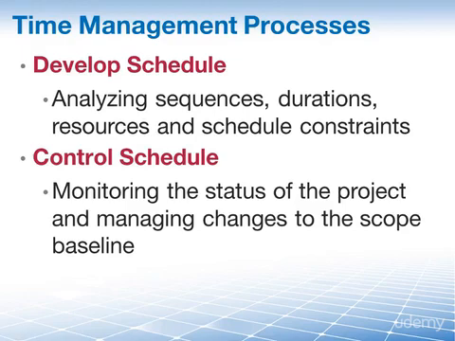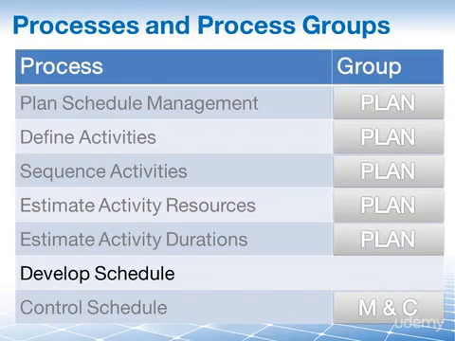This is the process of monitoring the status of project activities, to update project progress and manage changes to the schedule baseline to achieve our plan. And I bet you already know what's coming on this slide here. Yes, this is the slide where we show you into which process group our individual processes fall. You know the first 5 processes there. Well, you can see it on the screen. They're in the planning process group, and the last one is in the monitoring and controlling process group.